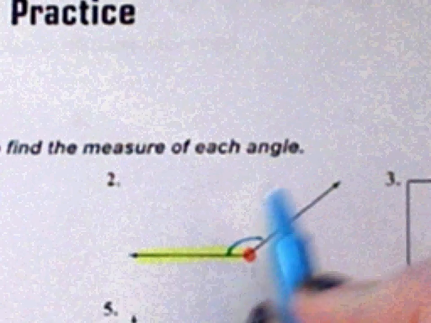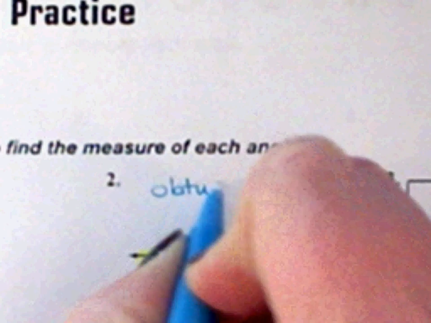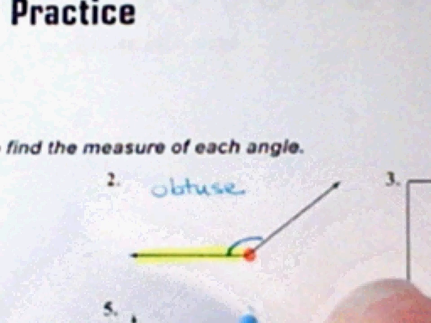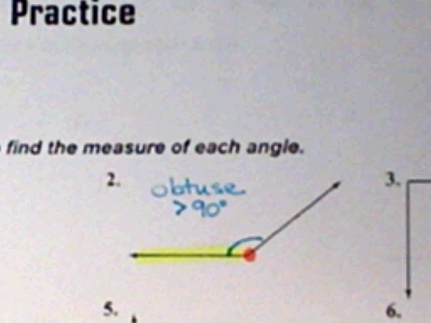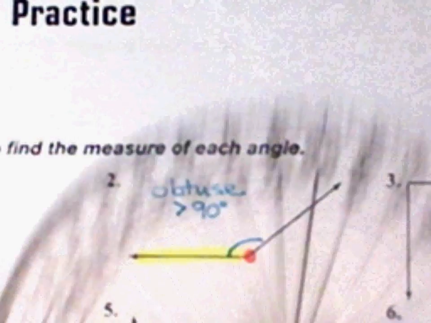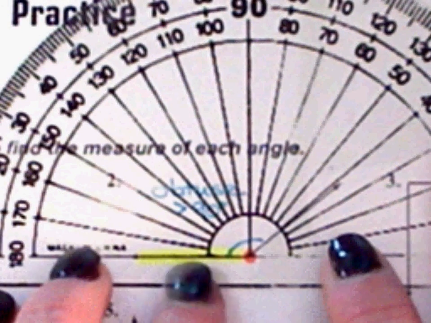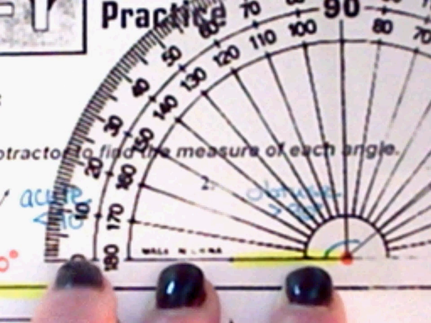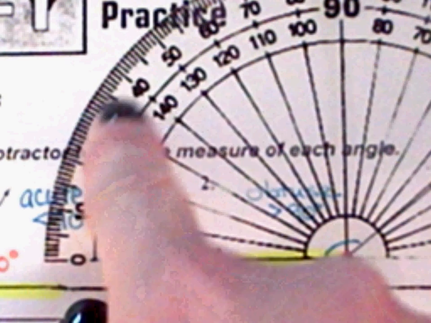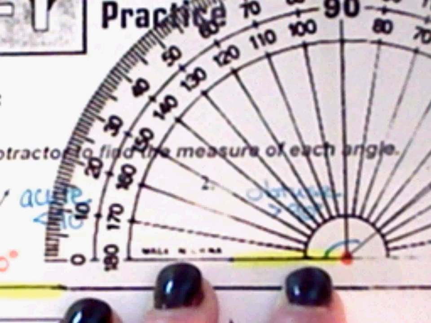Because that's more than 90, it's open like a book. That is an obtuse angle. An obtuse angle is greater than 90 degrees. So my answer should be greater than 90 degrees. Line up your protractor. This time, your baseline is going to be pointing the other direction. So this time, my baseline is pointing at this 0. Because it's pointing at this 0 and I want to go in sequential order of my numbers, I'm now going to be focused on the outside numbers, not the inside, or I'm going backwards.